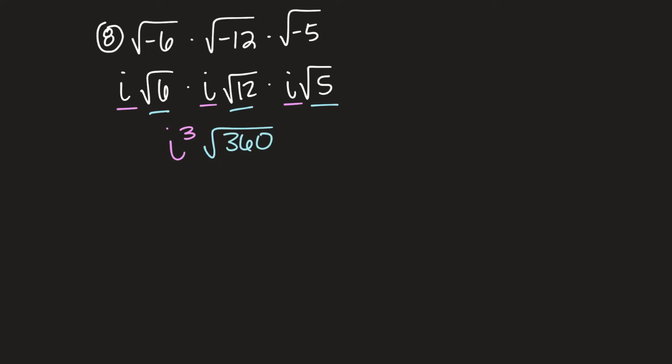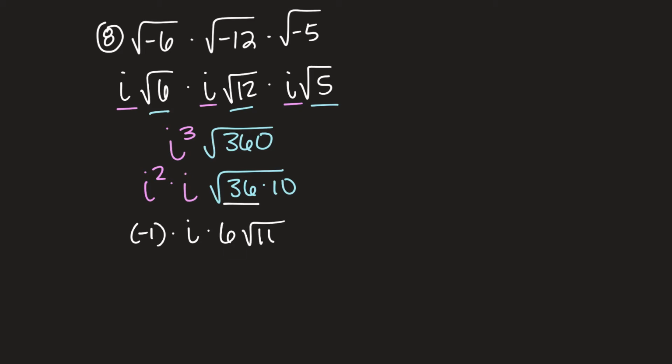So I'm going to rewrite i cubed as i squared times i because I know what i squared is. And I'm going to rewrite my radical as my biggest square of 36 times 10. I know that's my biggest square because 10 is not a perfect square, nor does it contain a perfect square. So my i squared becomes negative 1 times i times the square root of 36 is 6, and the 10 is still under the radical. So I'm going to multiply like part and like part. That gives me negative 6. My i comes next, and then my radical.